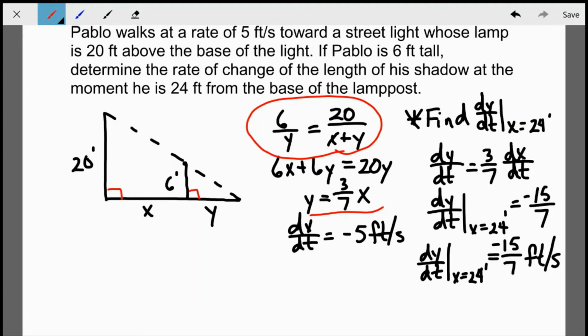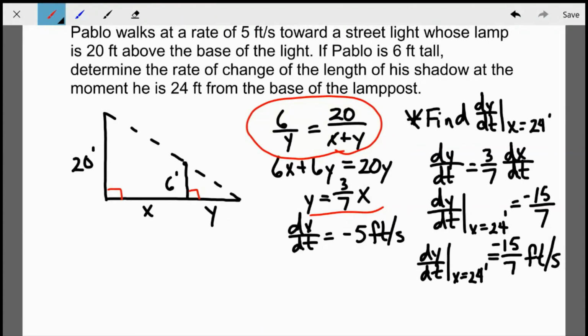Pretty easy this time. They also told us that Pablo was walking at a rate of 5 feet per second toward a street light. So you have to be really careful in a situation like this. If he's walking toward the street light, that means x is getting smaller.